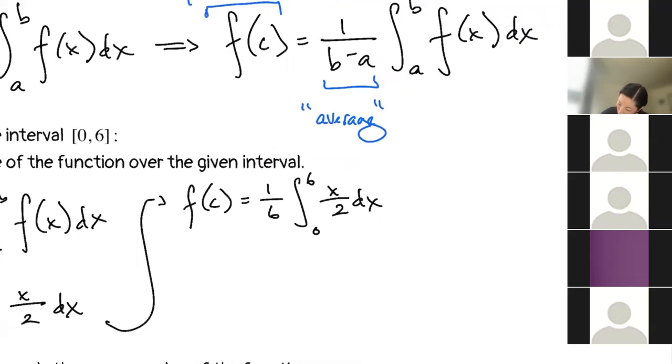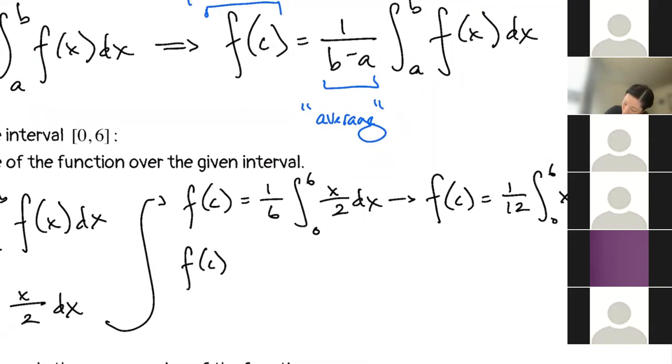So f of c equals 1/12 times the integral from 0 to 6 of x dx. Looks a lot more manageable now. All right. Hopefully by now we know that the integral of x is x squared over 2.